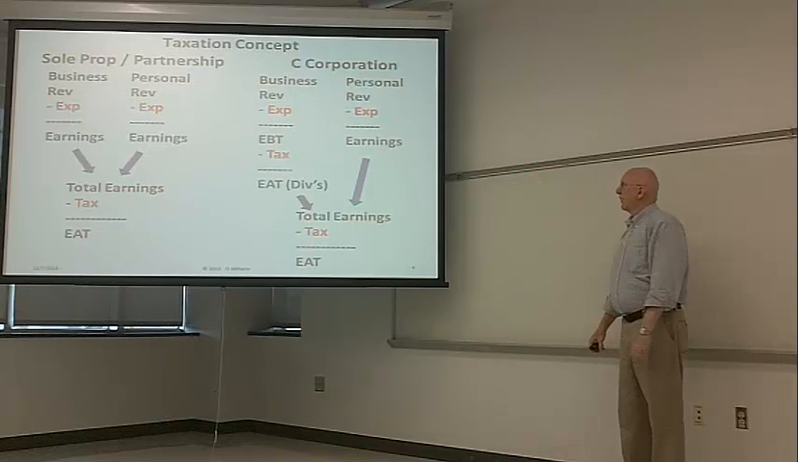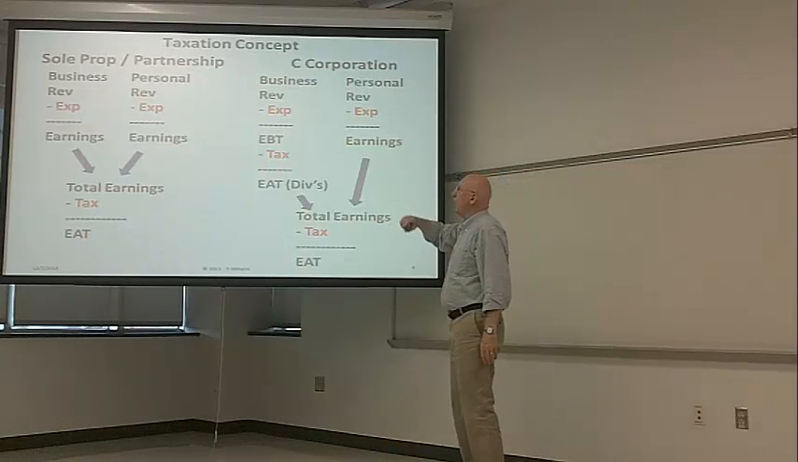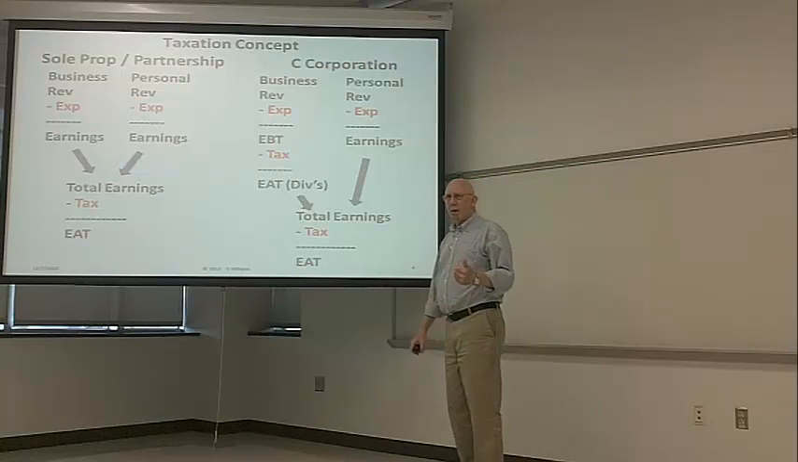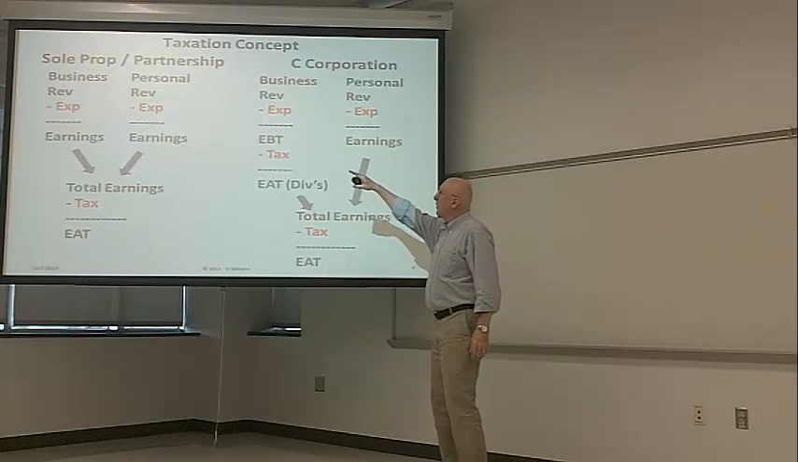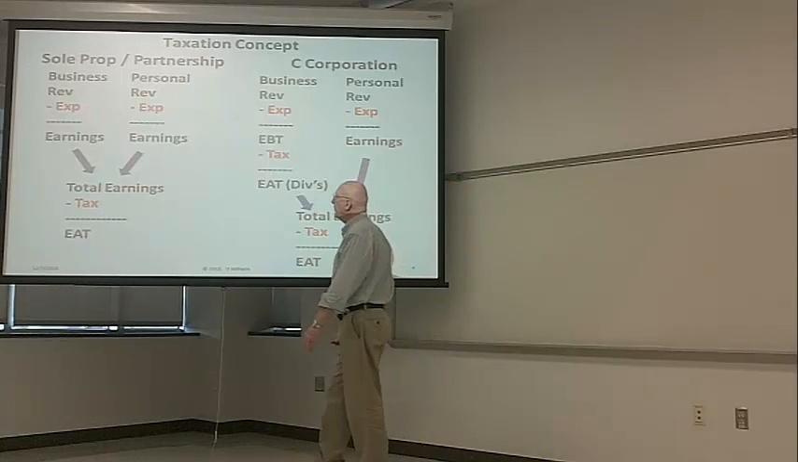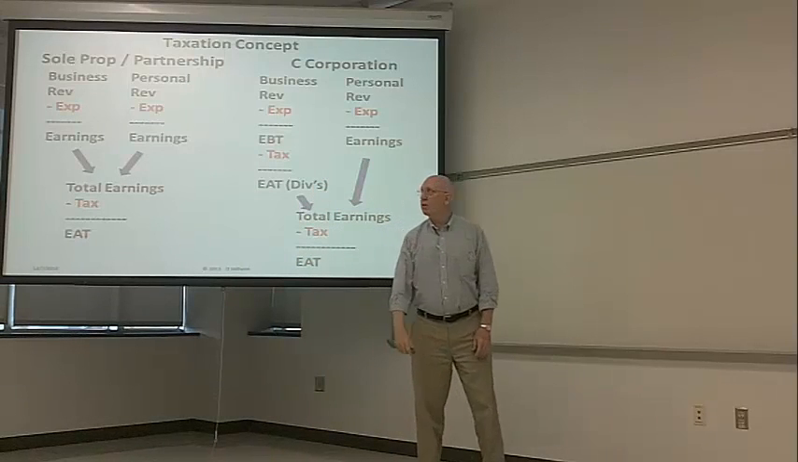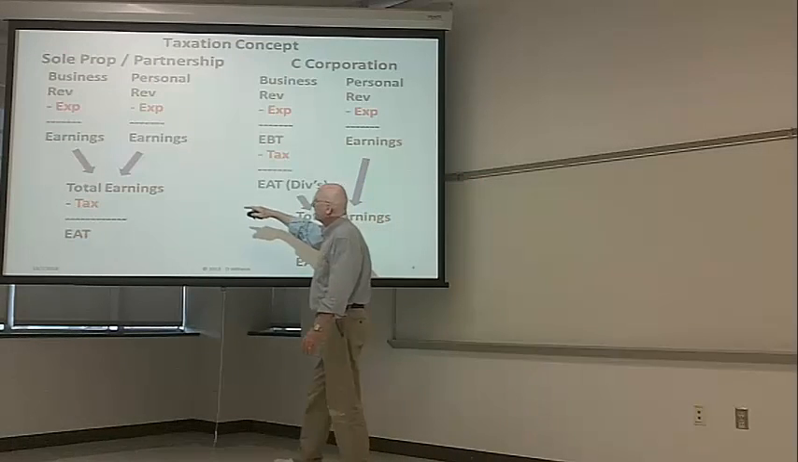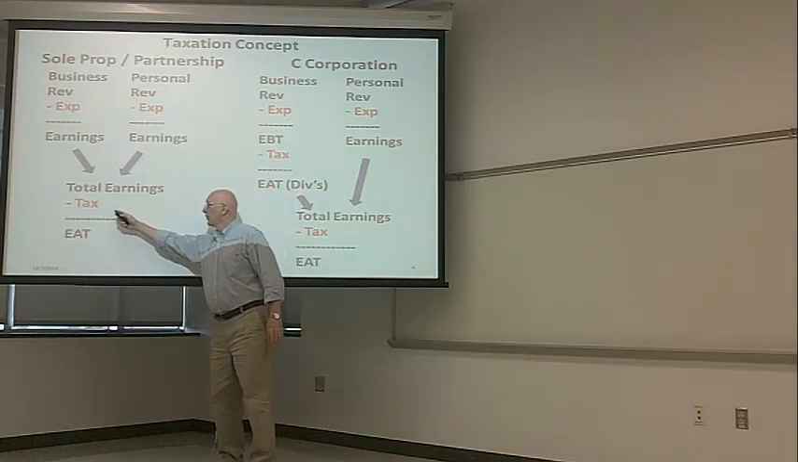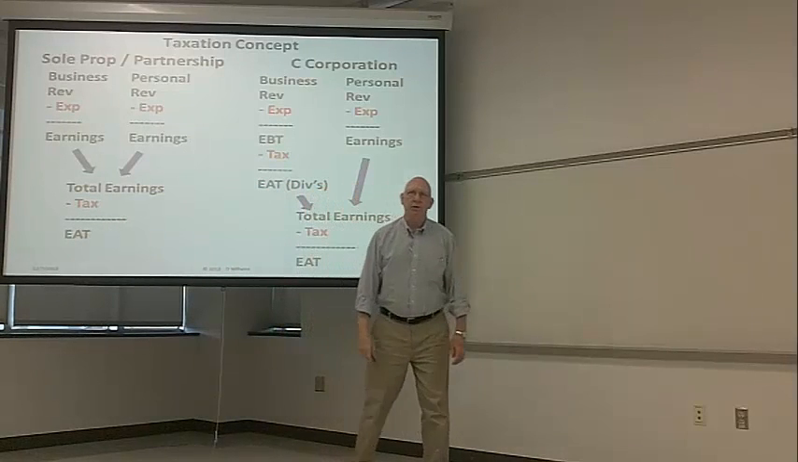So here's the concept. In the left-hand side, if you have a sole proprietorship, partnership, S Corp, LLC, we'll just call it this. You have business earnings and you have personal earnings. You have expenses associated with each of those. The net earnings from each side are simply combined together. You're taxed on them, and what you have left is your earnings after taxes.